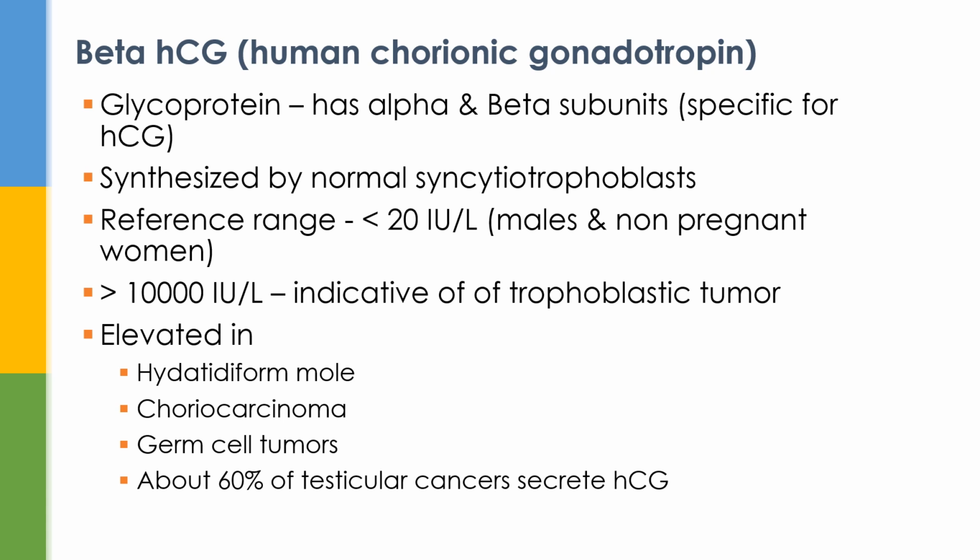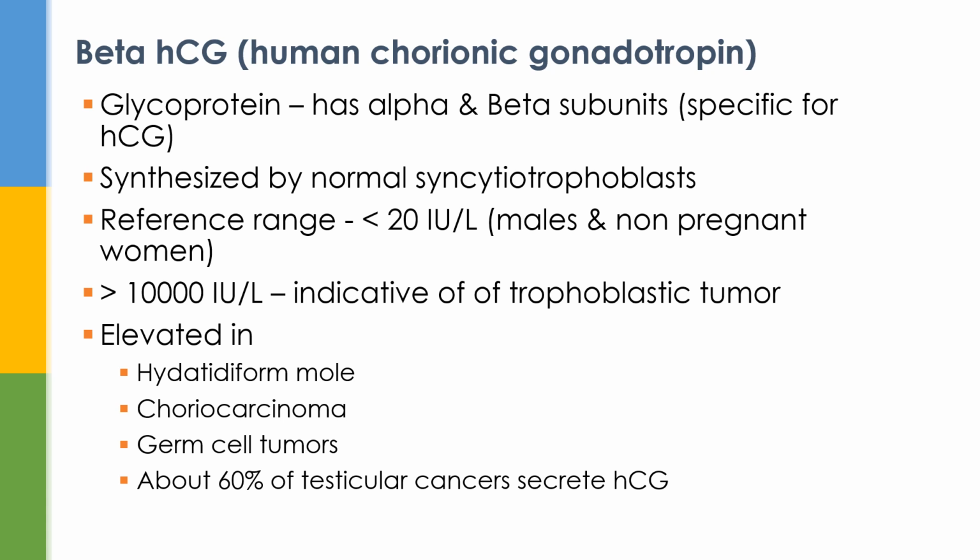Coming to one more important tumor marker, that is beta HCG, human chorionic gonadotropin. It is also a glycoprotein. It has alpha and beta subunits, and this beta subunit is specific for HCG. It is synthesized by normal syncytial trophoblasts, that is your placental cells. Reference range is less than 20 international units per liter. Commonly you should know that it is also elevated in pregnant ladies. So you have to keep that in mind.